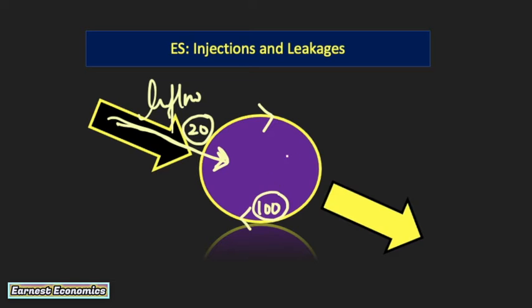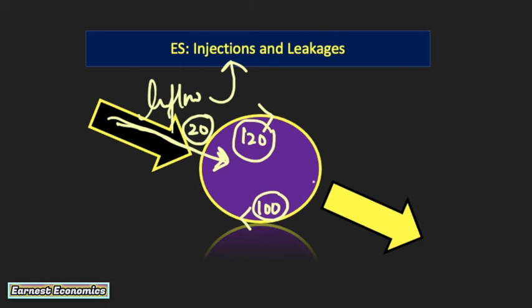So our total circular flow will now become $120. It will now become how much? It will become $120. Therefore, inflow will be treated as an injection to an economy. It is injecting more money into the circular flow of an economy.